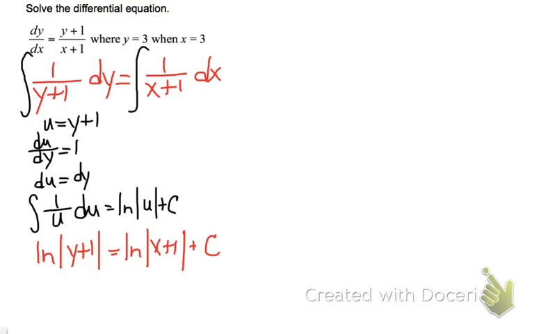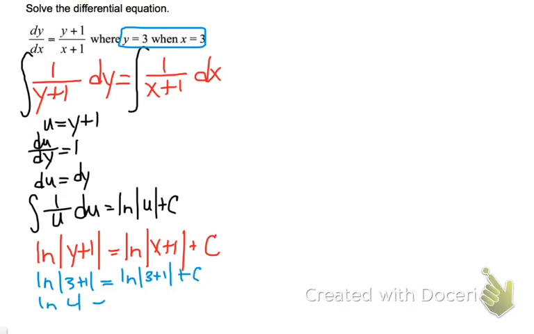We're going to take our initial values, this y equals 3 when x equals 3. We're going to use those initial values to solve for c. So let's plug those in. So the natural log of the absolute value of 3 plus 1 equals the natural log of the absolute value of 3 plus 1 plus c. You might see where this is going. The natural log of 4 equals the natural log of 4 plus c. So in our case, c equals 0 for this example. So c is 0.